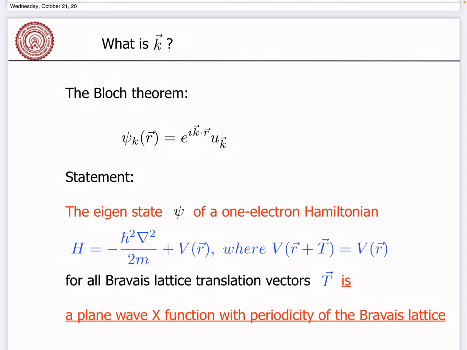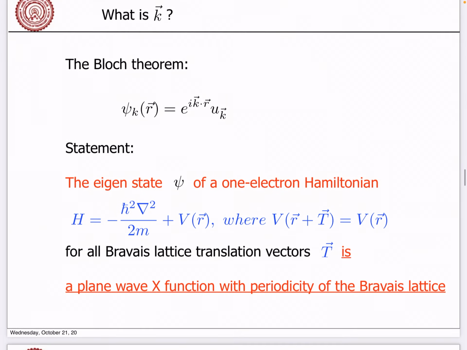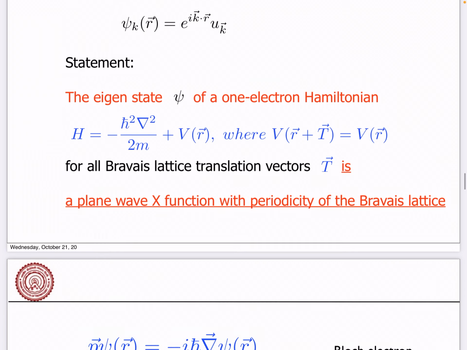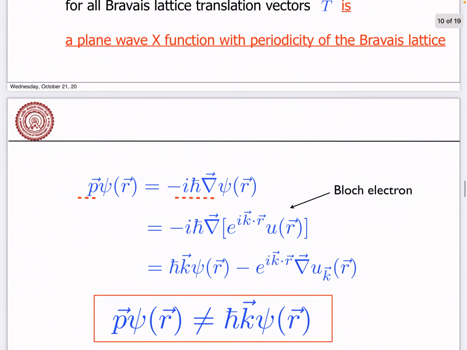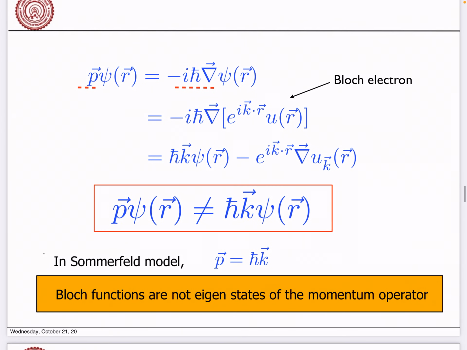So in this case, the electron state is given by the Bloch electron, which is psi_k(r) = e^(ik·r) u_k, right? Which means this is a plane wave times a function with the periodicity of the Bravais lattice. That's what you have already known. I'm reintroducing it here. Now let us try to calculate that.